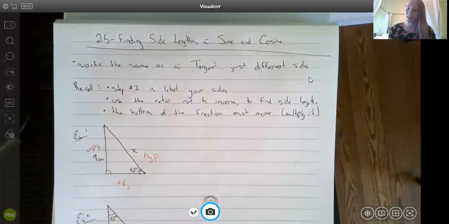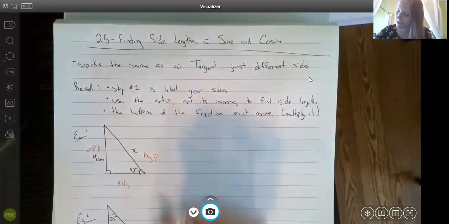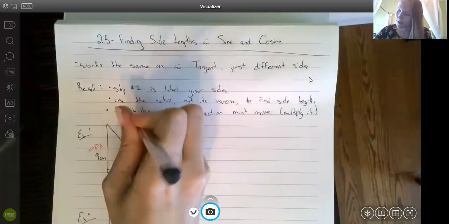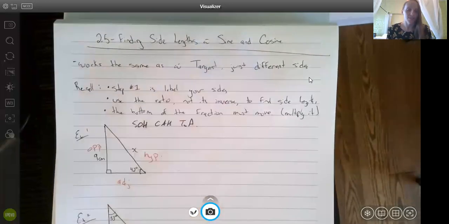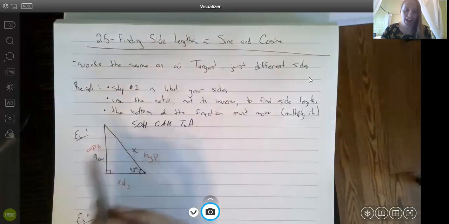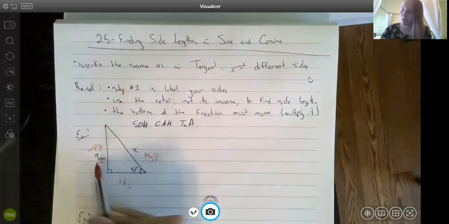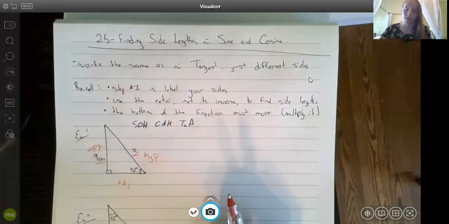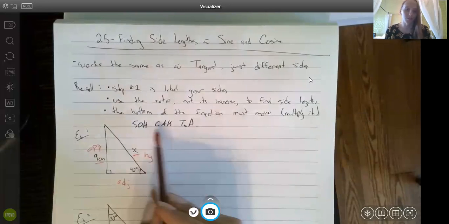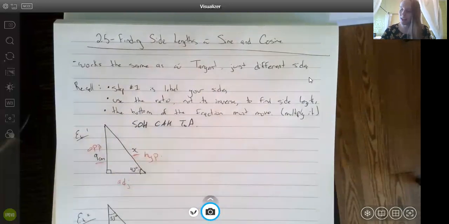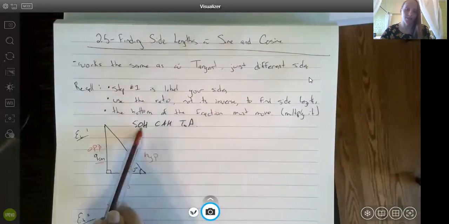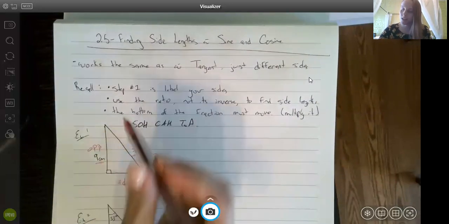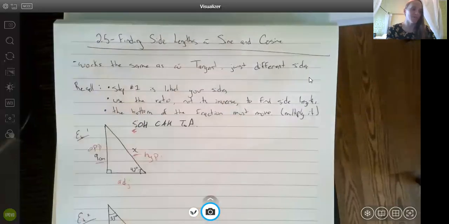Then we are once again going to look at our SOHCAHTOA or your formula sheets. And based on the side that we have and the side that we are looking for, we're going to pick which of these ratios we need to be using. So because I have the opposite and I'm looking for the hypotenuse, I need to use the ratio that has to do with opposite and hypotenuse. So we're going to be using the sine ratio for this one.